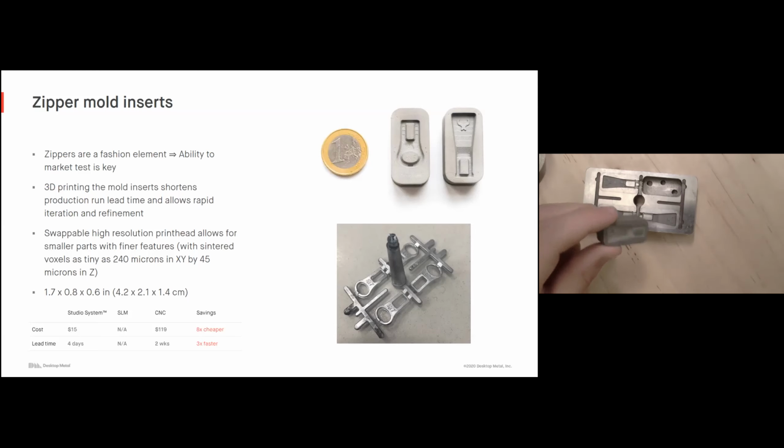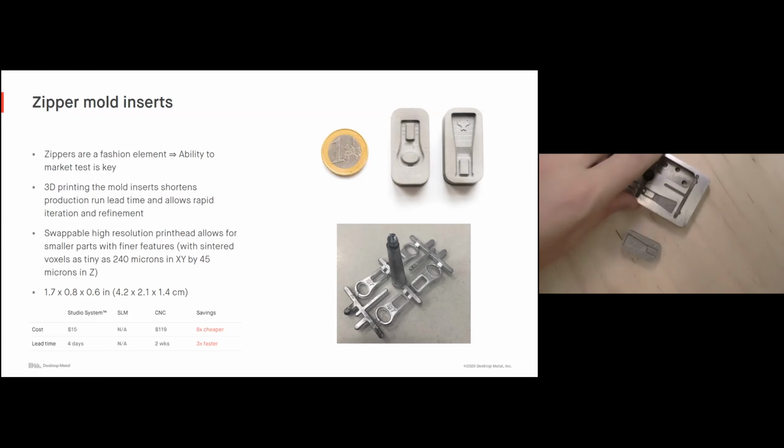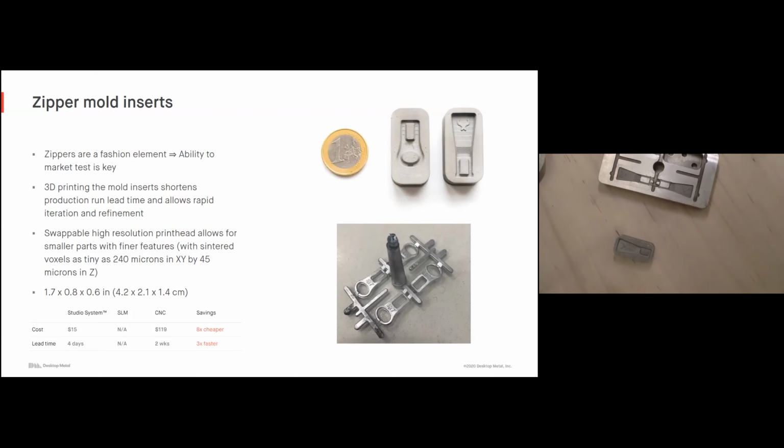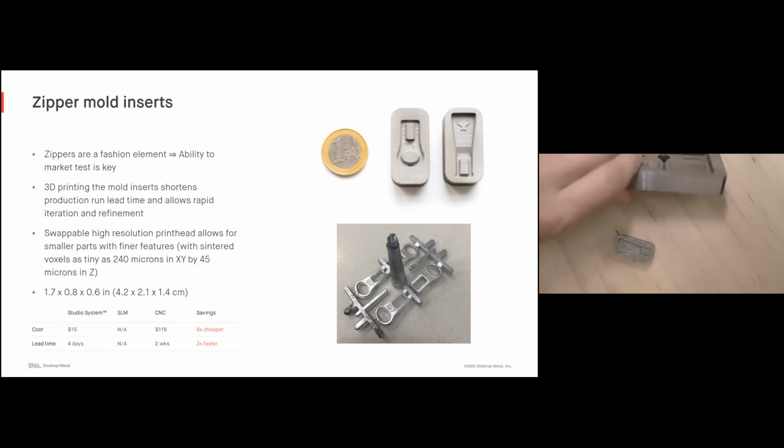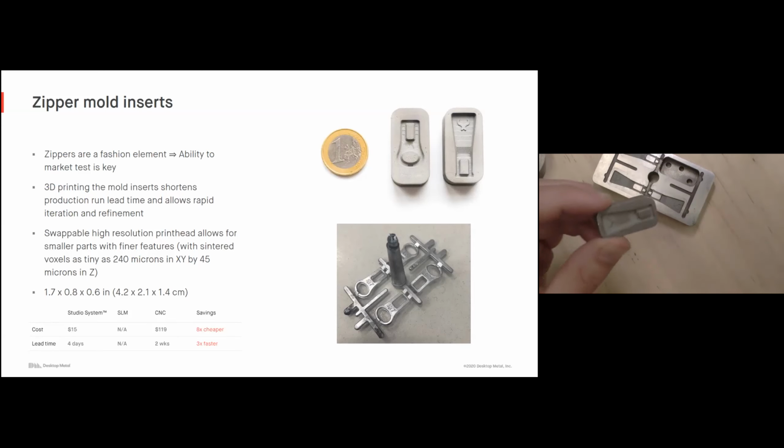Each one of these inserts can be produced for just $15 in about 4 days, versus the CNC operations, which cost them about $120 and take about 2 weeks. You can see some examples of die cast zippers on the bottom here that were die cast with these inserts that you're seeing right here. So another great example of some of that hard to machine material, but now we can drastically reduce the cost because we're printing it.